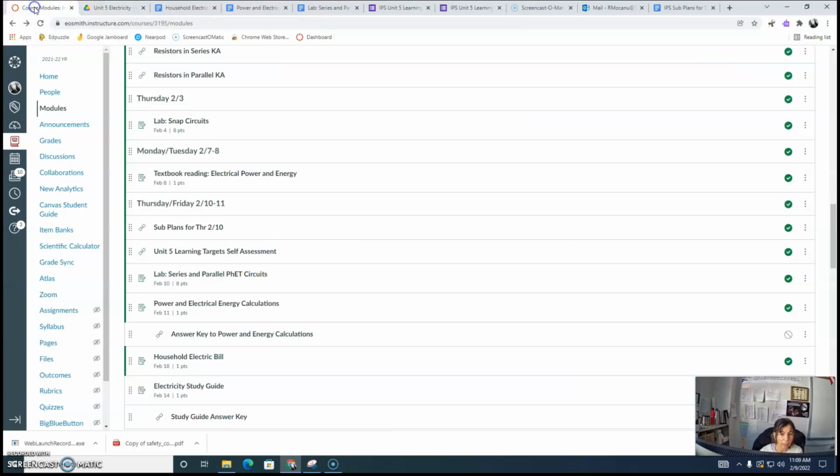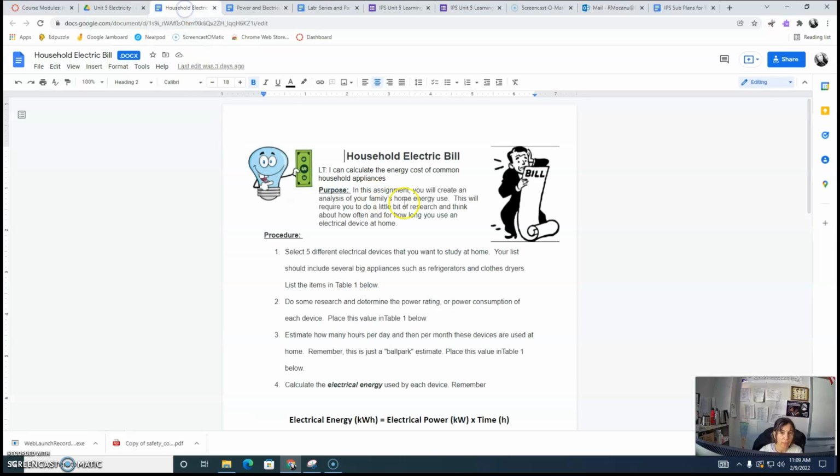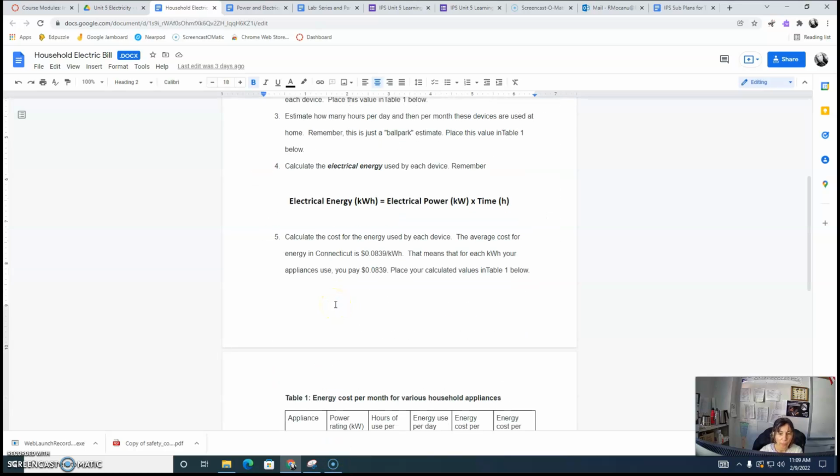And finally, I believe period C is ahead of the other periods. If you guys are done with your lab and you are done with the power and energy calculations, the work that I have for you is this household electric bill. This is posted on Canvas like everything else. It looks like this. It's a little worksheet where all the instructions are here, and go ahead and complete it.